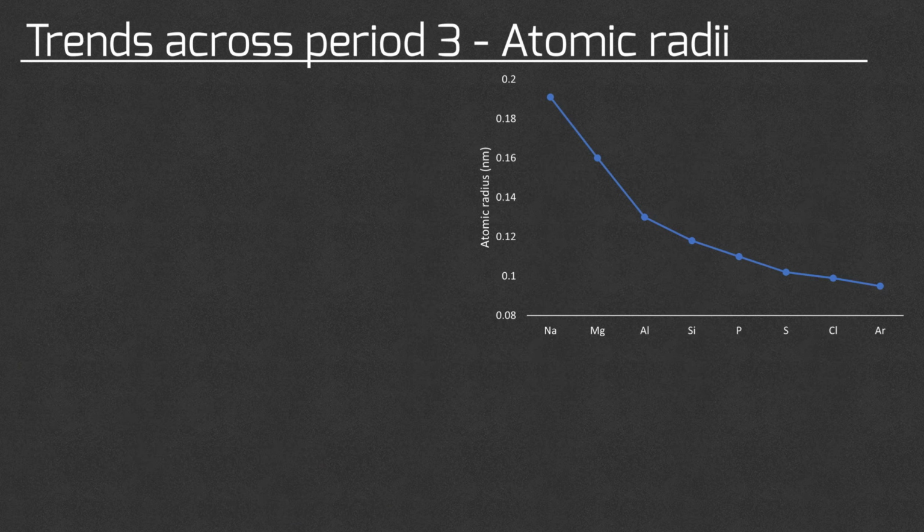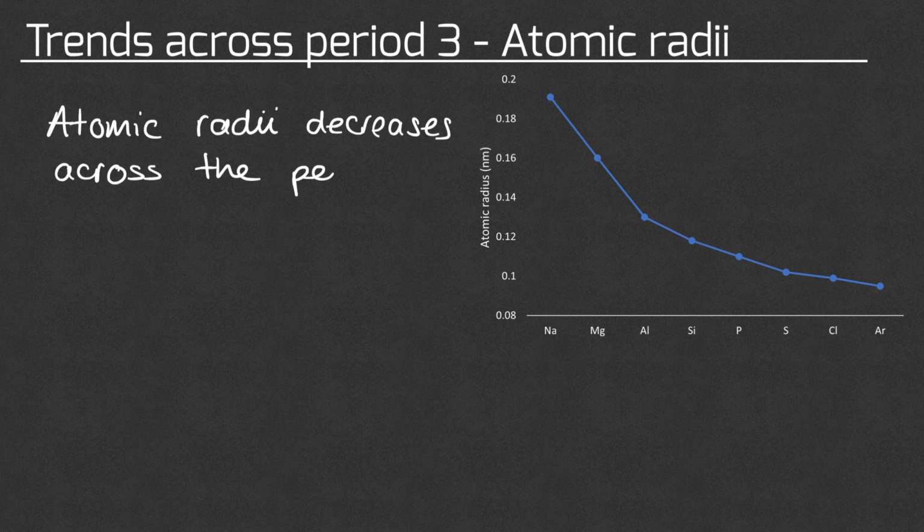We're now going to look at the trends across period 3, starting with the atomic radii. So the atomic radii of period 3 elements decrease as you go across the period. We can see that sodium has got an atomic radius of about 0.19 nanometers, and this decreases as you go across the period to argon, which is about 0.1 nanometers.